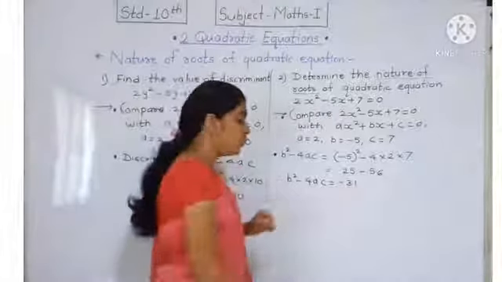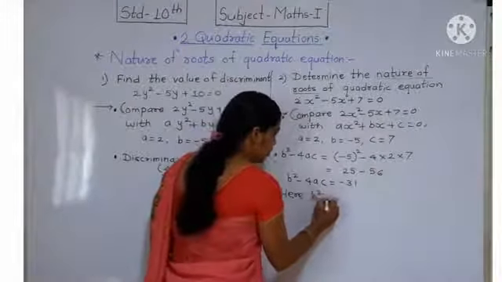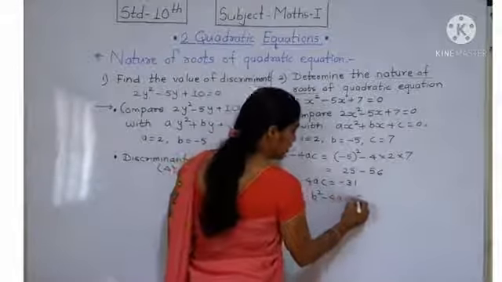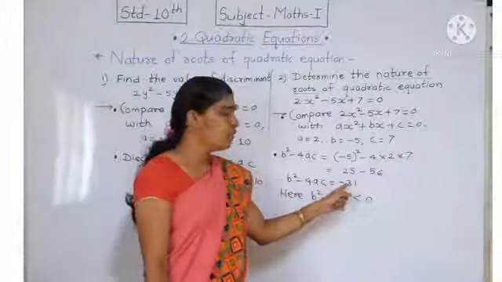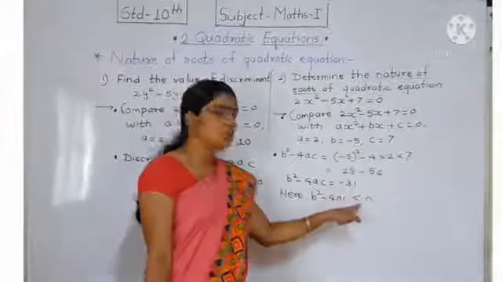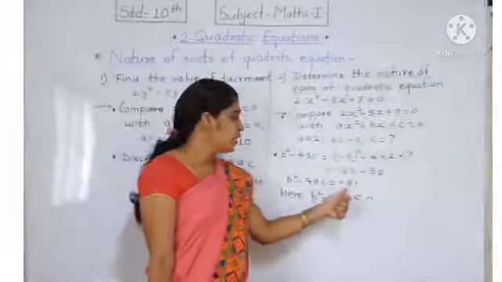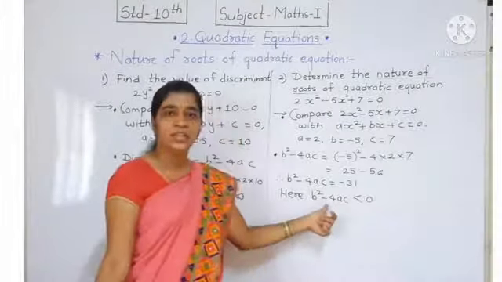Means it is negative. Here b square minus 4ac is less than 0. The value is negative. If the value is positive, you write greater than 0. If the value is equal to 0, you write is equal to 0. Here the value is less than 0. So you have done three cases.